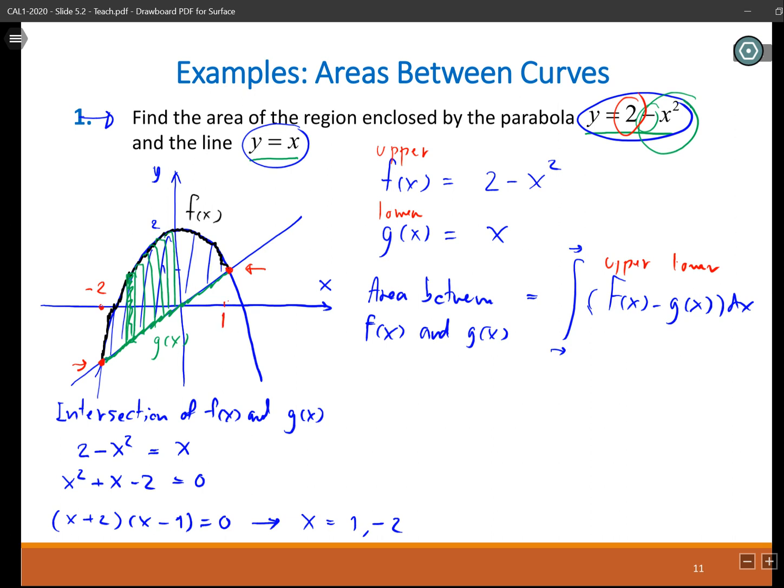So you know where it starts. It starts at minus 2 and ends at 1. So right here, even though you don't see in the problem where to start and where to stop, you have to plot it, and then you know where those points are. Right? So let's continue with this integration.